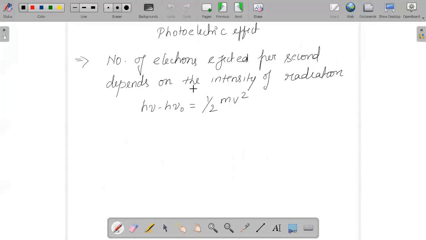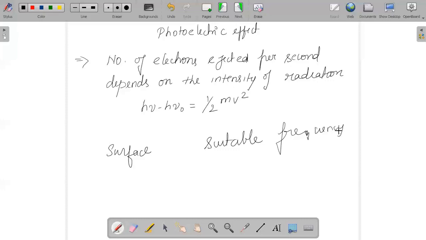And next you need to study about the photoelectric effect. What does it mean? Photoelectric effect is nothing but ejection of electrons from the surface of the metal when light is incident on it. The important part is that the light should have a suitable frequency. When it has suitable frequency, then only electrons can be ejected.